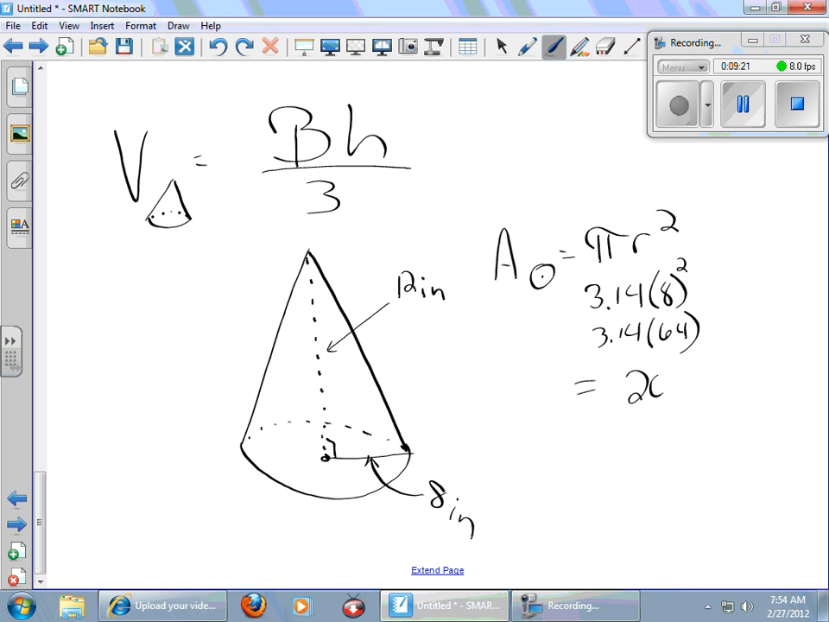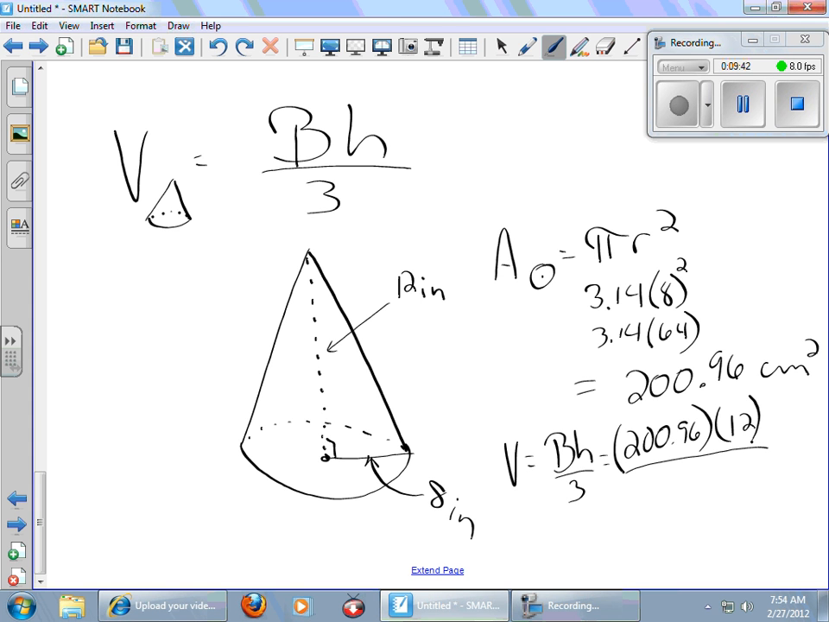This comes out to be 296 hundredths centimeters squared. That's the area of the circle, right? Well, now I have to multiply that number by the height, so do the volume. Remember, it's area of the base times the height, and then I'll divide by 3. Area of the base is going to be this number that I just figured out. The height of the pyramid is 12, and then I'm going to divide by 3.